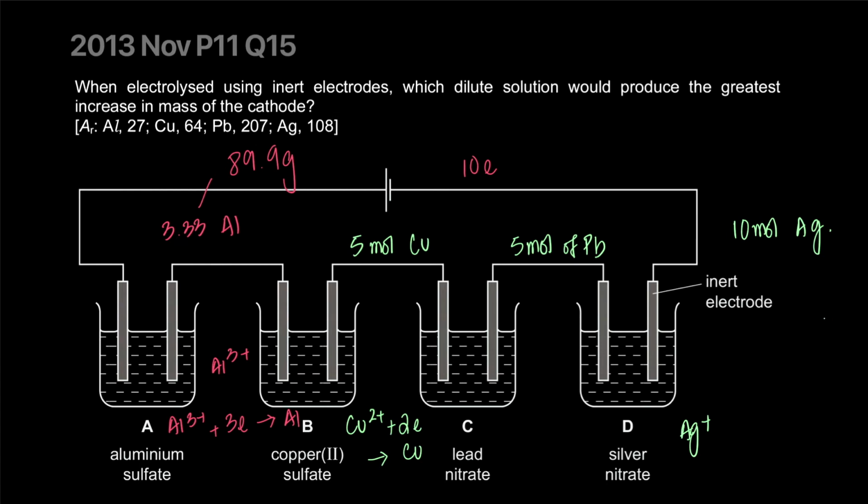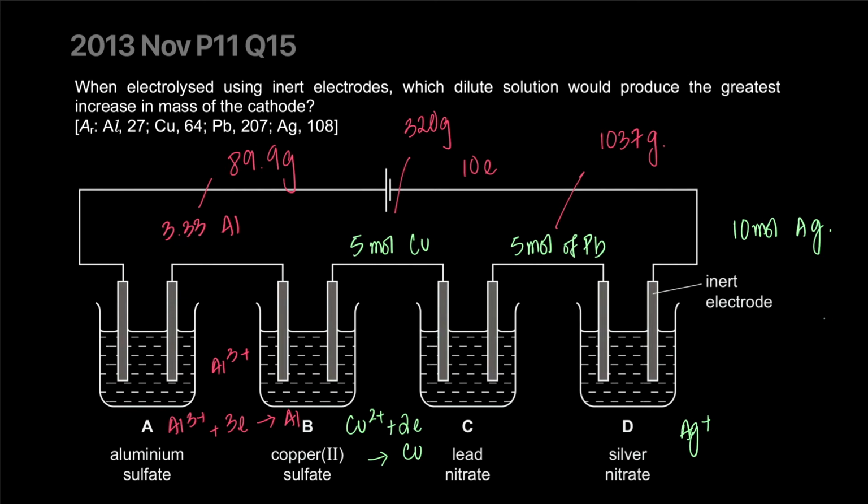5 times copper is 64. Wow, look at that. 320 grams of copper. Lead is heavy. 207 times, how do I know lead is heavy? Whoa, 1037 grams. So almost a kilogram. Way more than the aluminum and the copper.